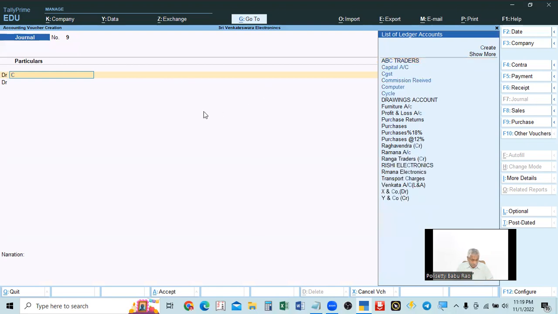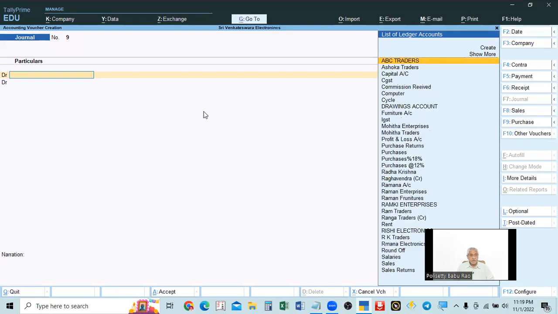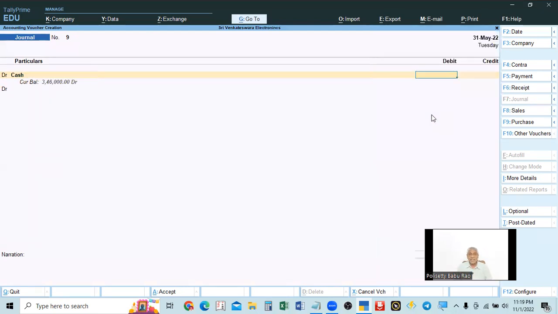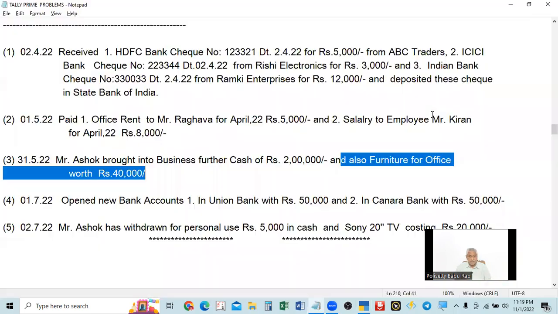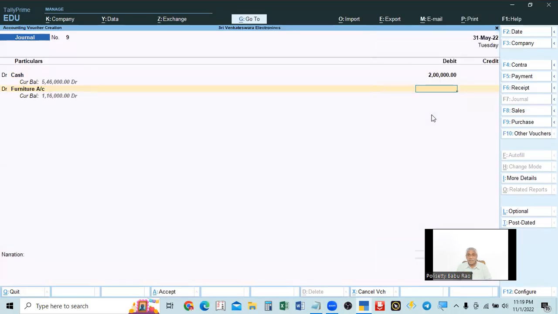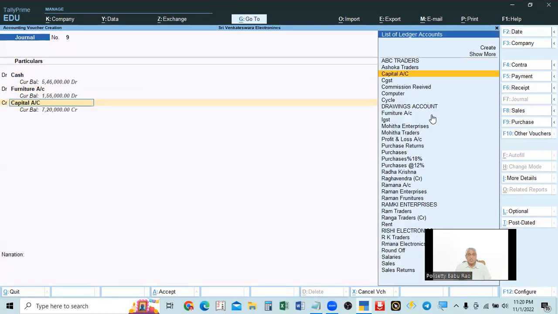So if you type cash, it's not showing. So what you have to do is click show more. If you click show more, then cash will be displayed. All the accounts will be displayed. Now we have to select cash. How much did he bring in cash? 2 lakhs he brought into the business. And next one, again it is to be debited. He brought furniture also. Furniture we have to write. Furniture is 40,000. 2 lakh 40,000. And when he brought into the business, his account is to be credited in the name of capital.